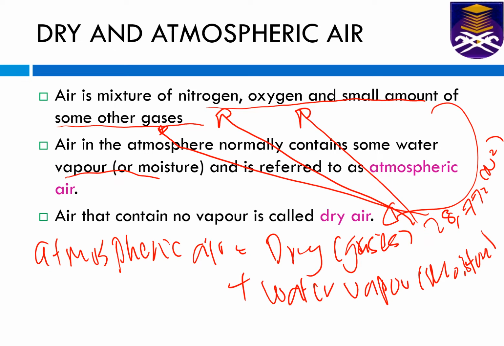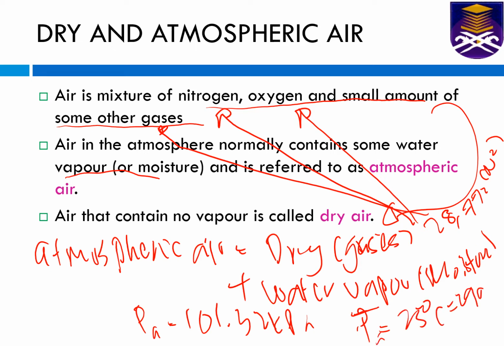Okay, so the combination of the dry air plus the water vapor is what we call the atmospheric air. The atmospheric air we have today, at the standard condition, we call the standard atmosphere, for which we have the standard atmospheric pressure and the standard atmospheric temperature. The standard atmospheric pressure is equal to 101.325 kilopascal, and the standard atmospheric temperature, T, is 25 degrees Celsius or 298 Kelvin.